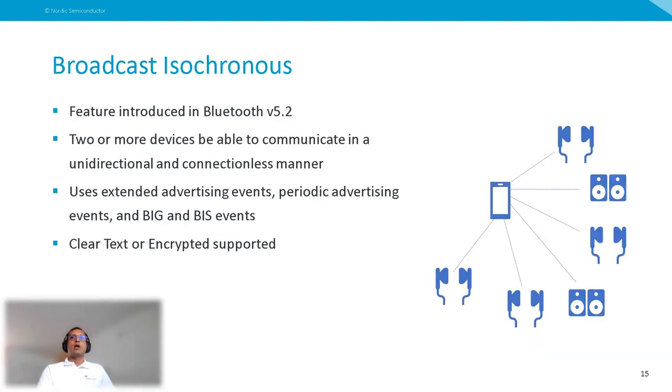Another new feature available in the Zephyr Bluetooth Low Energy Controller implementation is broadcast isochronous channels. The isochronous broadcast allows two or more devices to communicate in a unidirectional, connectionless manner by using extended advertising events, periodic advertising events, and BIG and BIS events. This can be clear text or encrypted between the two devices.